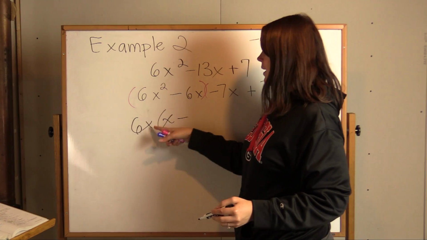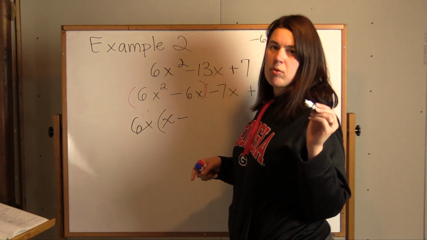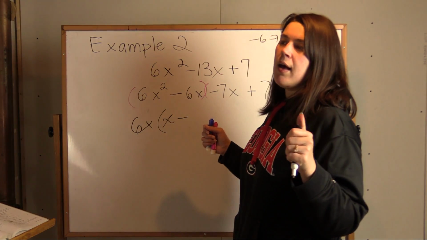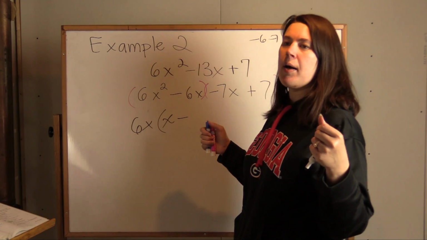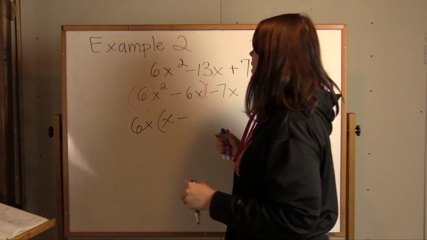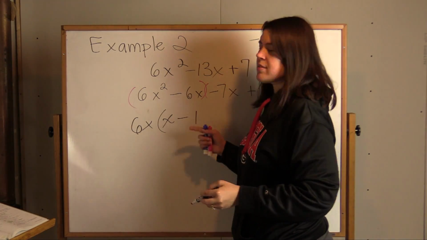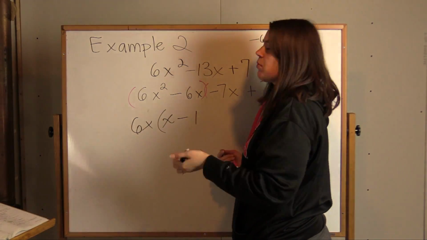I had 6x and I removed 6x. So remember the rule: whenever you take away or factor out the exact same term, then you're left with 1. 6x divided by 6x is 1.